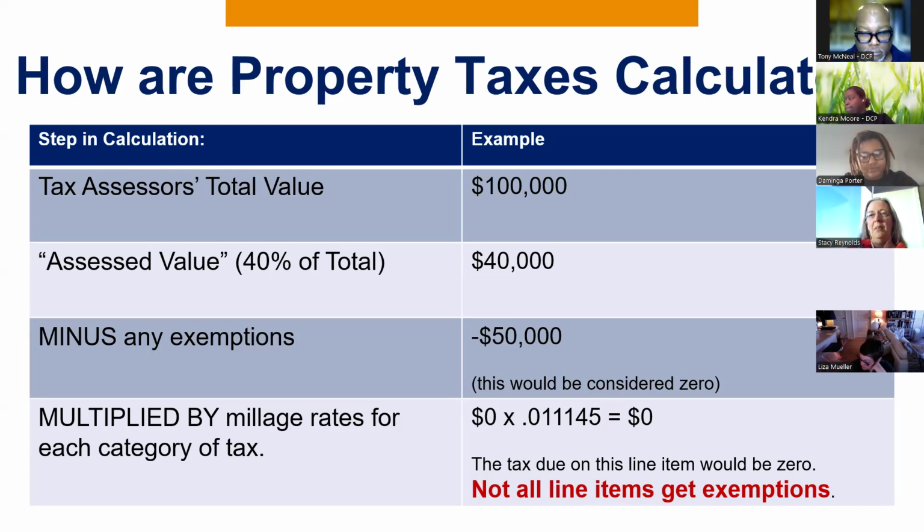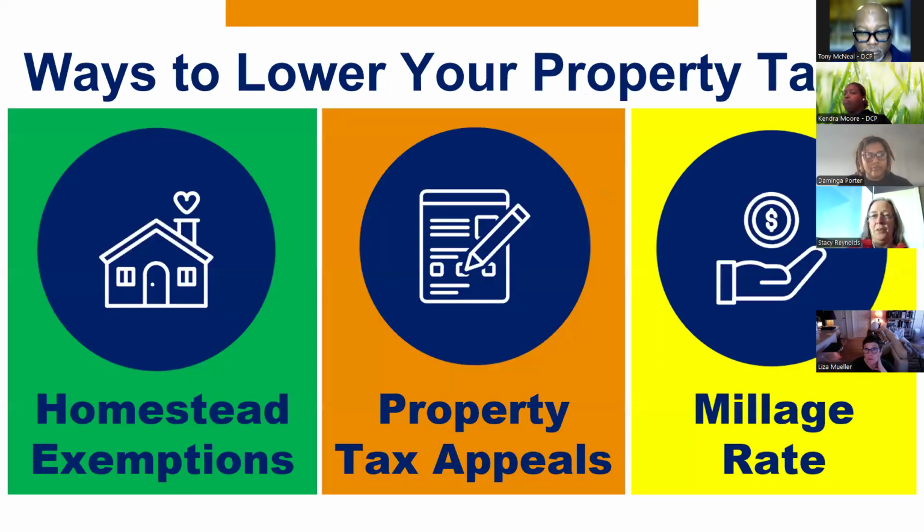And they're going to do that on every line of your tax bill. So this is what they're going to do for the county general operating expenses. This is what they're going to do for the schools operating expenses. They're going to do it for each individual line. So different lines will get different exemptions, but they're all going to be basically the same thing. And so again, there are three pieces that make up your tax bill: the value, the exemptions, and the millage rate. And when you're talking about how to lower your tax bill, the way you do that is with your homestead exemptions, property tax appeals, and your millage rate.